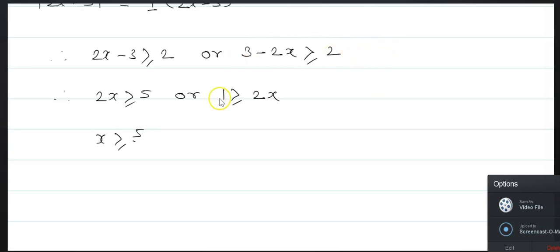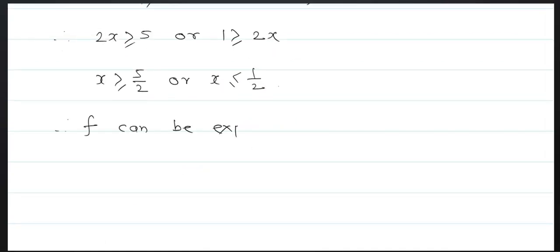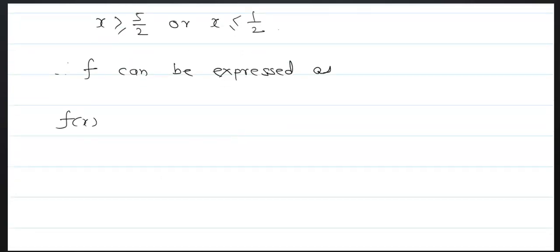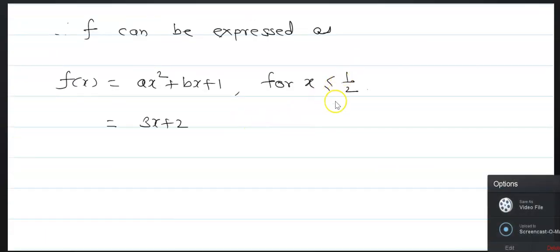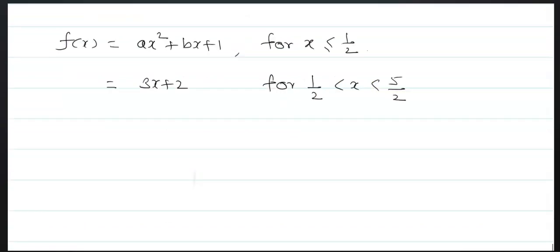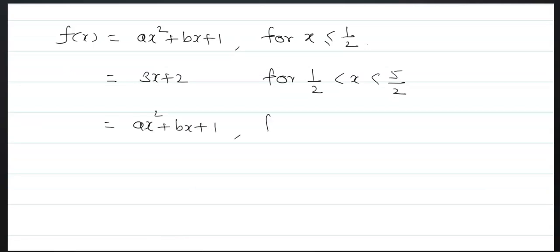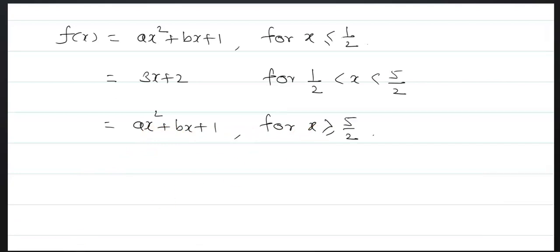Then you will get 1 is greater than or equal to 2x. Therefore here, x is greater than or equal to 5 by 2 and x is less than or equal to 1 upon 2. f can be expressed as f of x equals ax square plus bx plus 1 for x less than or equal to 1 upon 2, equals 3x plus 2 for x lies between 1 upon 2 and 5 by 2, and equals ax square plus bx plus 1 for x greater than or equal to 5 by 2.